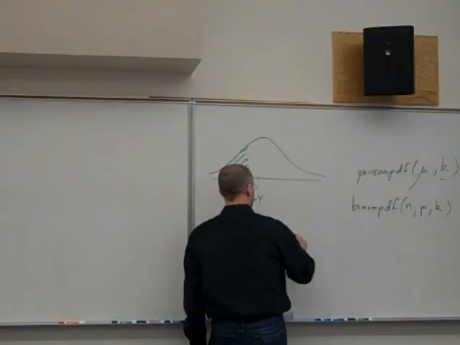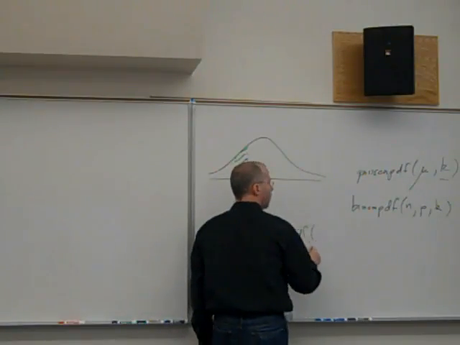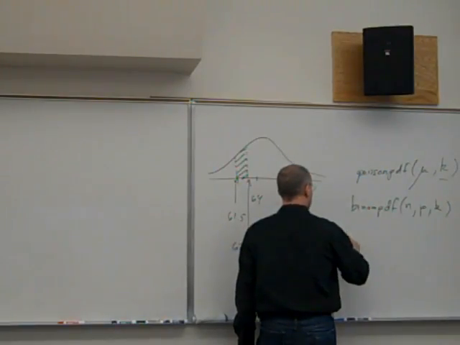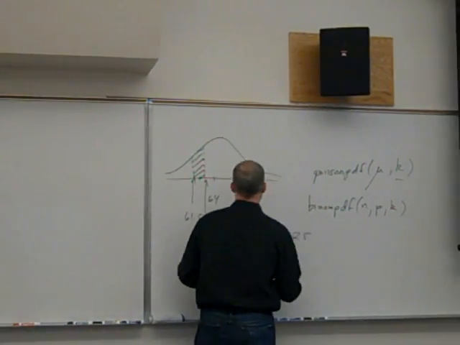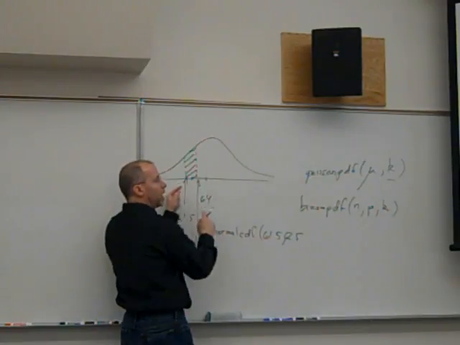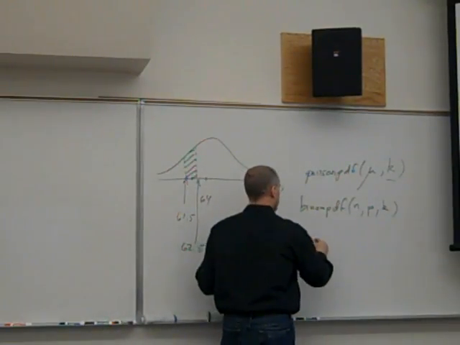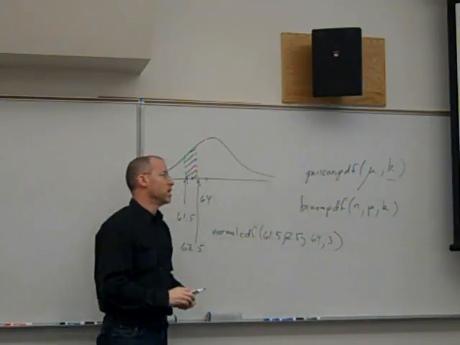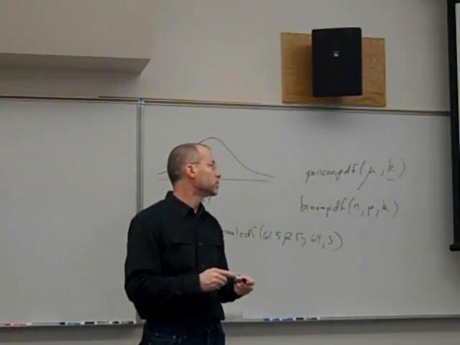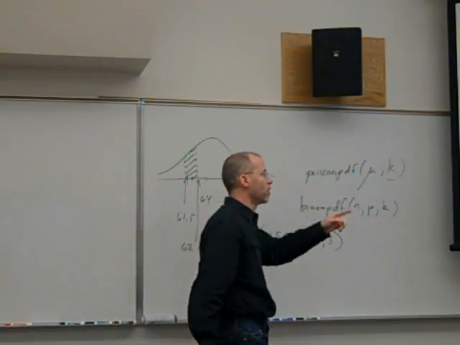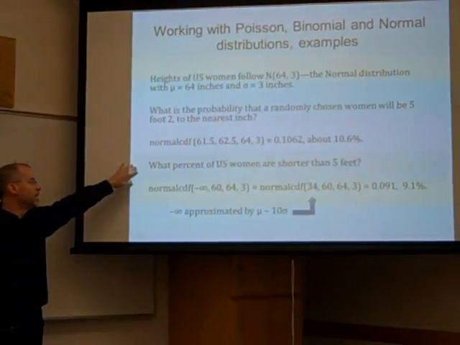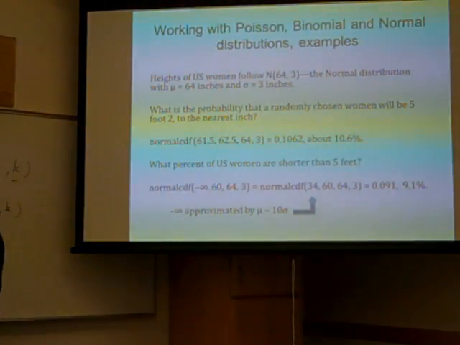So I want a cumulative distribution function. I want to say normal CDF, and then I want to go from the lowest end of the range to the highest end, 62.5. I want to go from the low end of the range to the high end of the range, and this is in a distribution with a mean of 64 and a standard deviation of 3. Get the other side, and you get 10.6%. One more question thrown in here. What percent of U.S. women are shorter than 5 feet? Okay, that picture would look sort of like this.